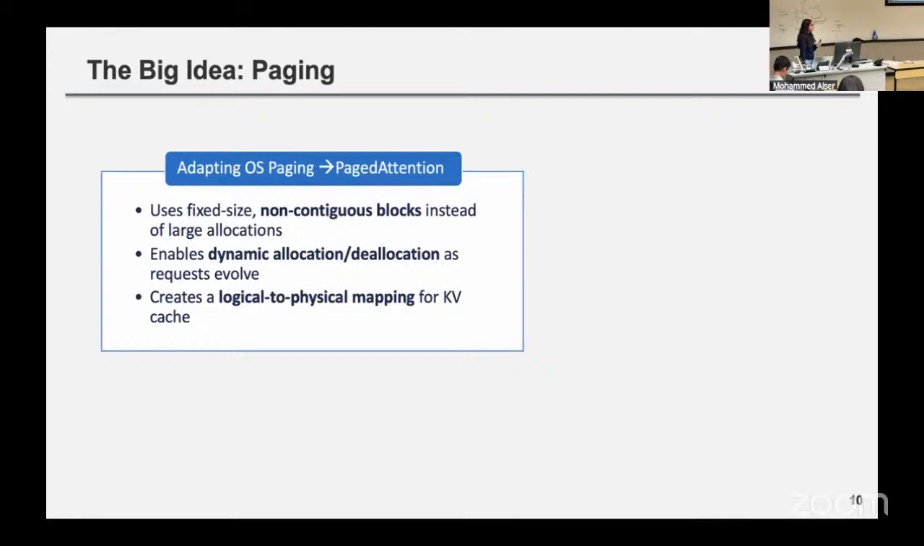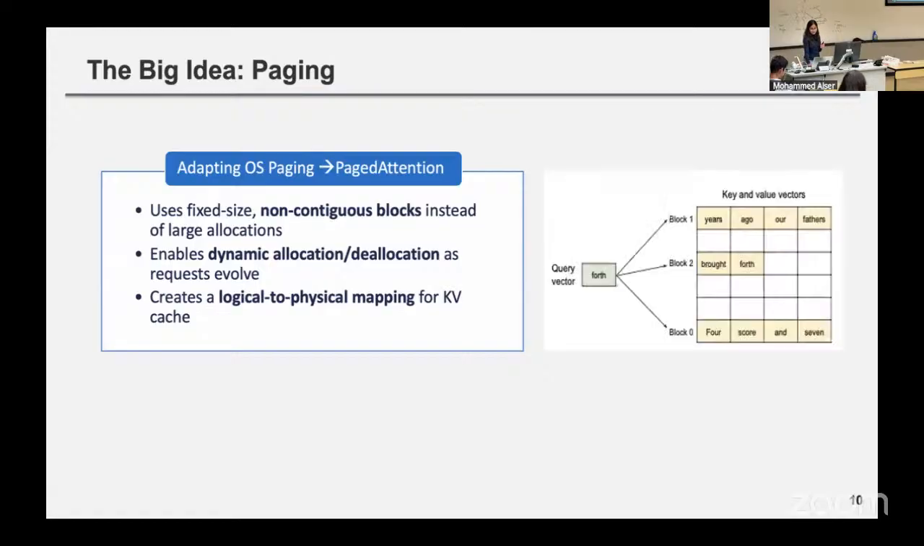Here we adapt the operating system's paging technique and develop a new mechanism. It is called PagedAttention. Here it uses fixed size non-contiguous blocks instead of large allocations. It enables dynamic allocation as requests evolve, and it creates a logical to physical mapping for the KV cache.